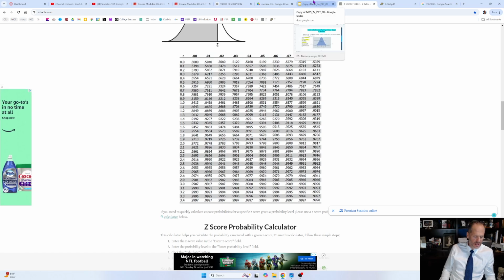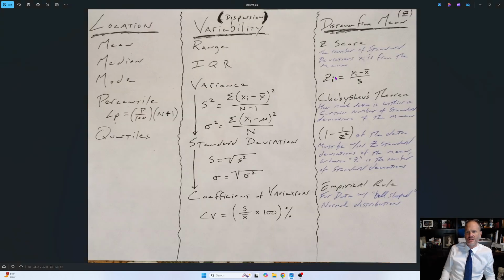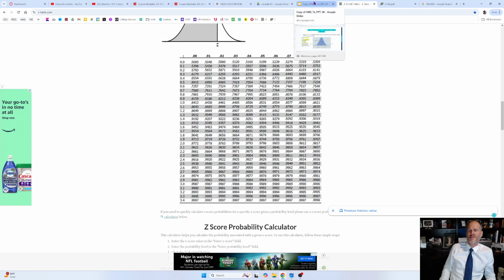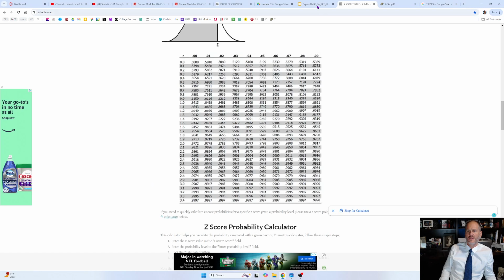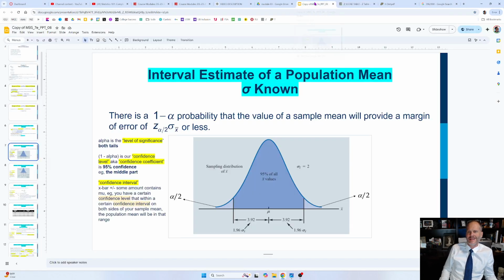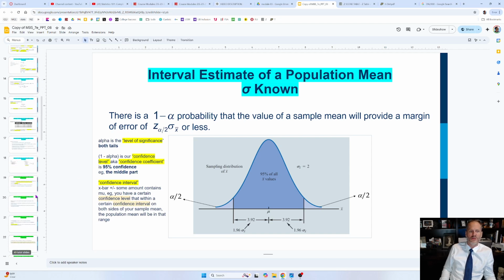The z-score is how many standard deviations, right? 1.96 standard deviations away from the mean. That's where this point is. That's the z-score. How far is a point from the mean, divided by the standard deviation? That tells you how many standard deviations that point is from the mean. So there's our z-score. It's 1.96 standard deviations from the mean. Right here, at 95% confidence, this point is 1.96 standard deviations from the mean when you have a normal distribution.